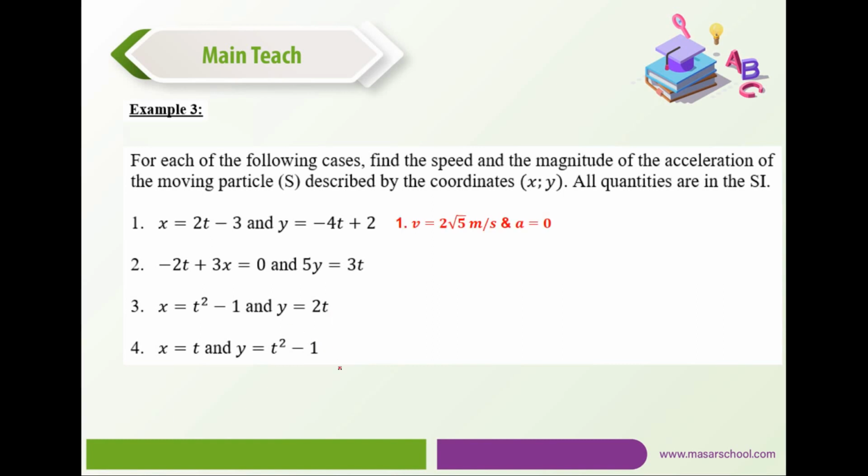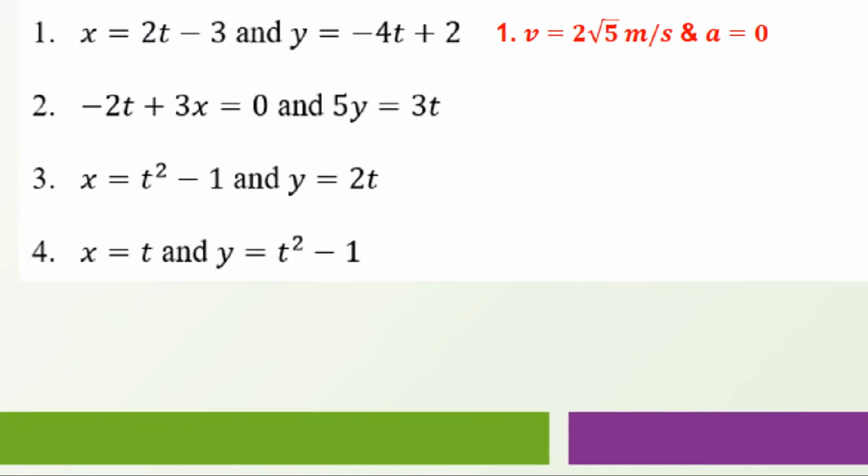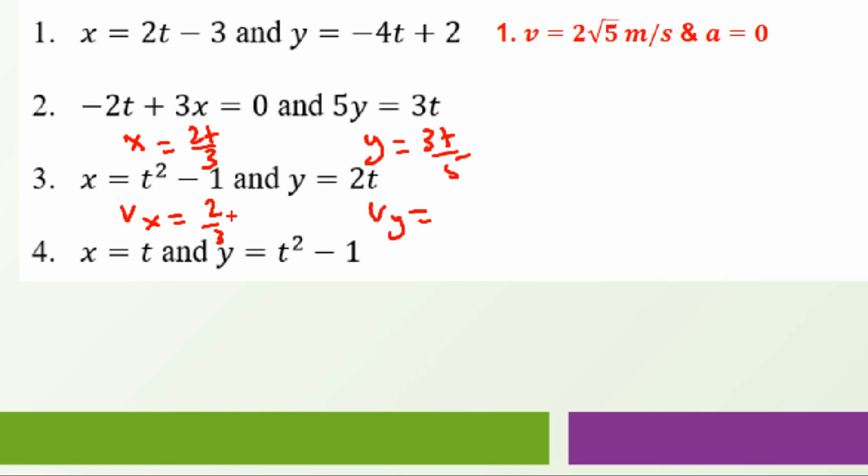Now for part 2, we also need to determine Vx and Vy, but in order to derive x, we need to isolate it. Then x would be given by 2t divided by 3. Vx would be given by 2 over 3. Now we need to isolate y. Y would be given by 3t divided by 5, and Vy would be given by 3 over 5. This is meter per second, and that's meter per second.